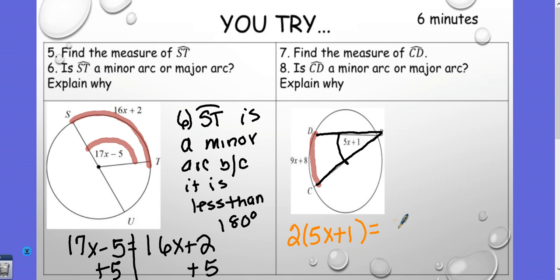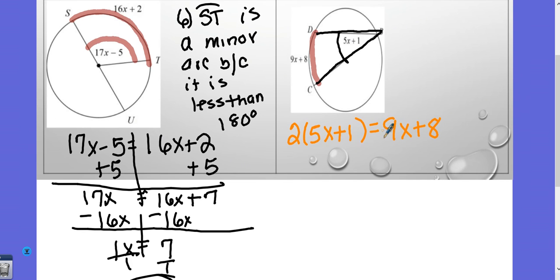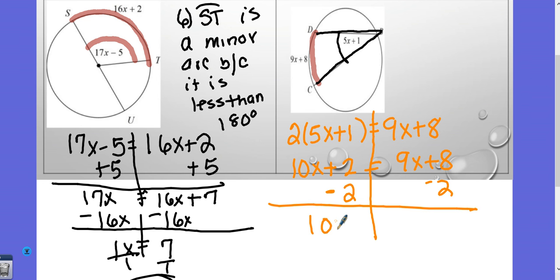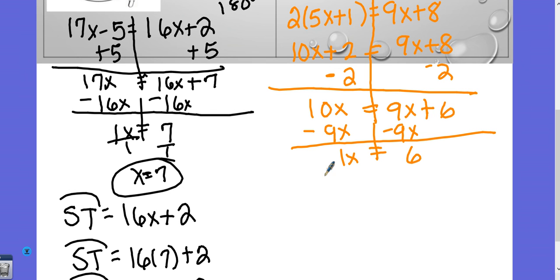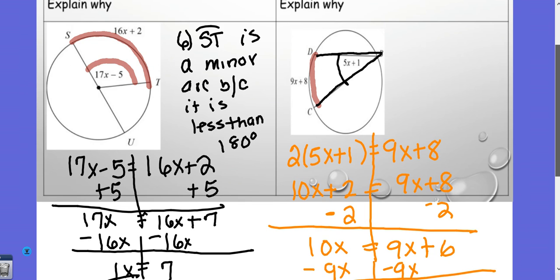2 times 5x plus 1 should equal 9x plus 8. Okay? So we're just going to do our distributive property. 10x plus 2 equals 9x plus 8. Minus 2, minus 9x, minus 9x. 1x equals 6. Divide by 1, divide by 1. X equals 6.